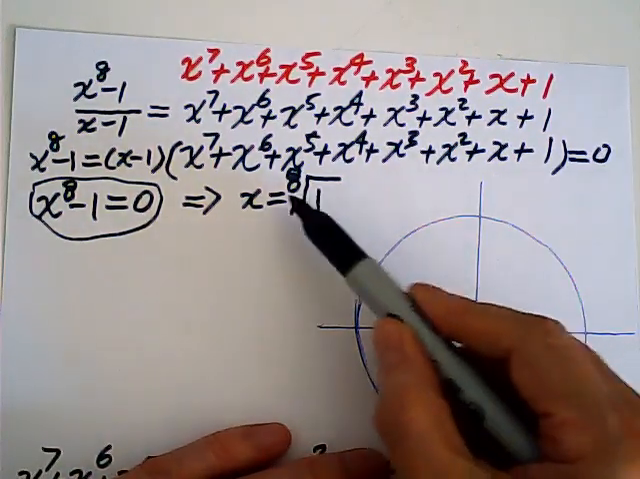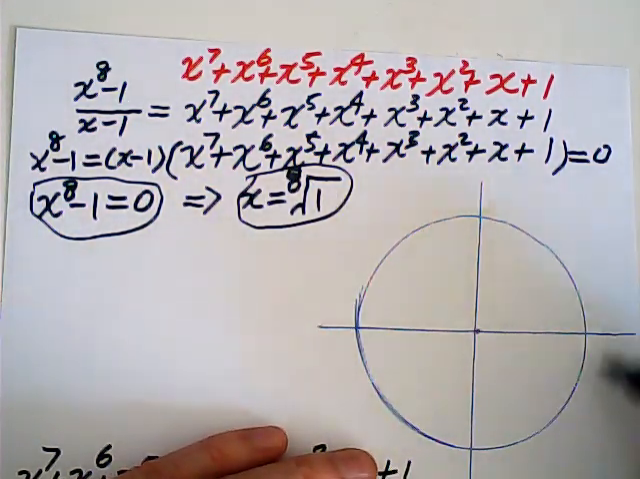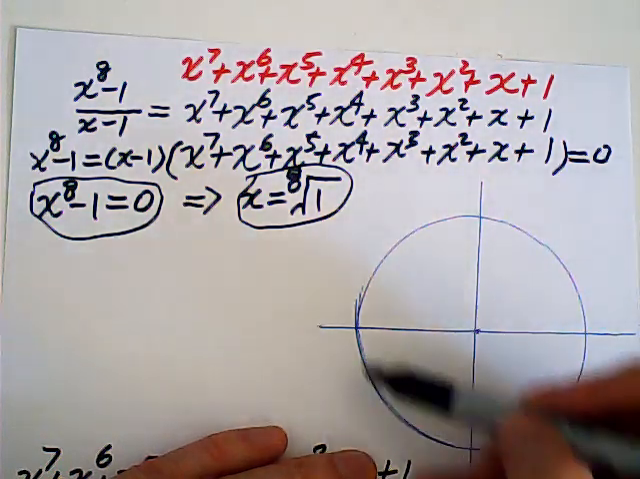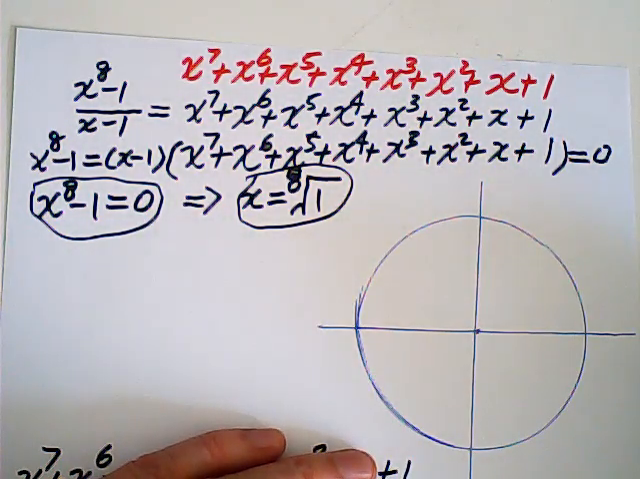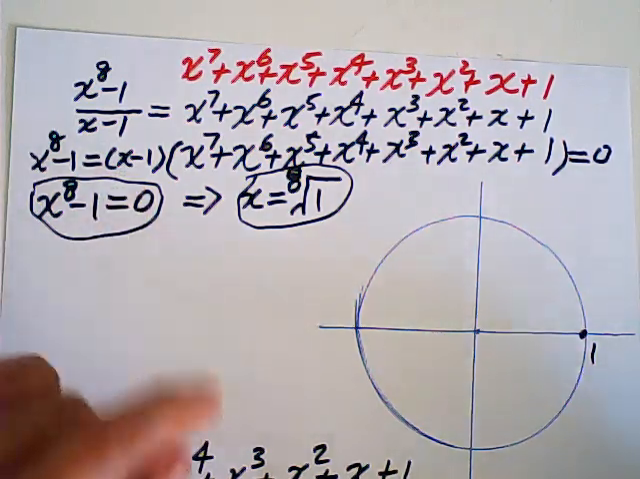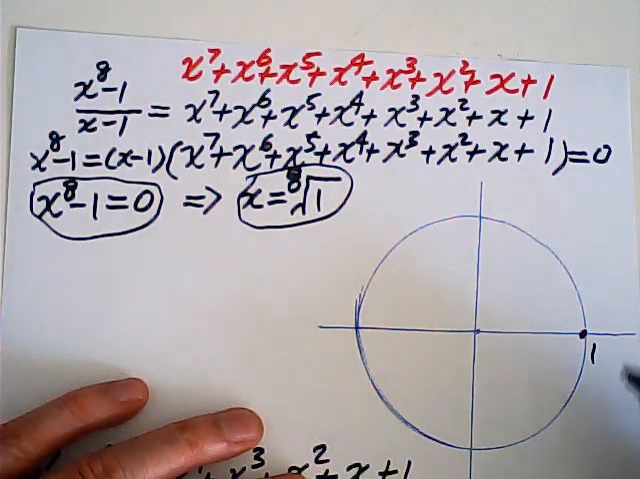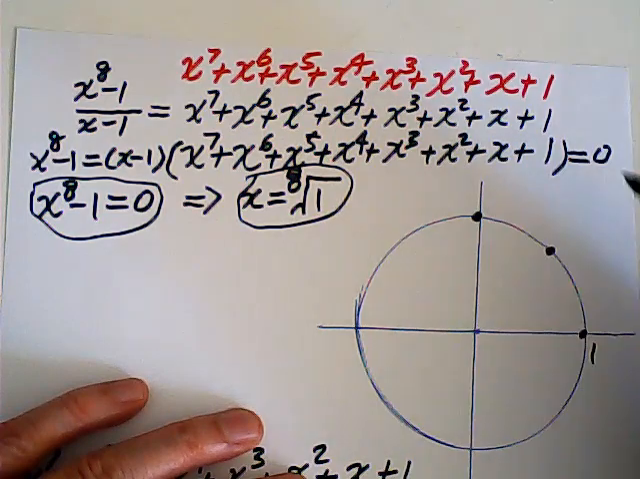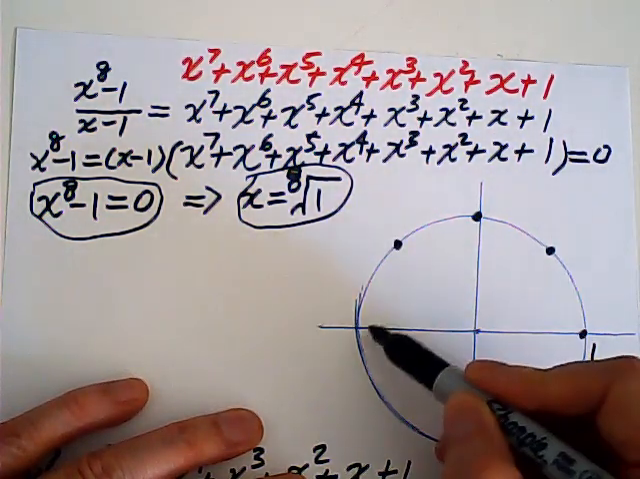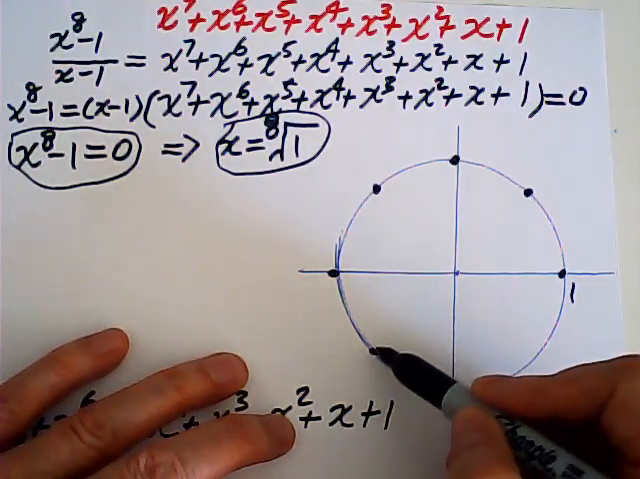Okay, so the 8th roots of 1 are the points on this unit circle. This is the unit circle, right? This is 1. This is 1 root. And the other 7 roots divide the whole circle evenly. So the next ones are here, 45 degrees apart.